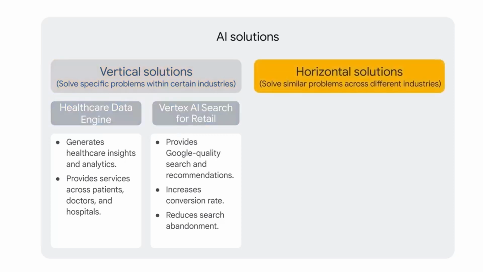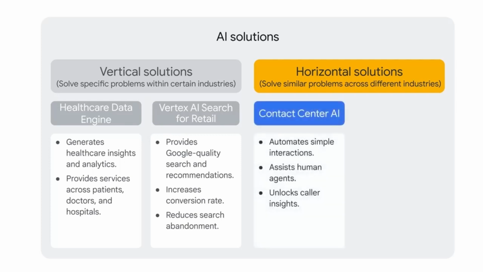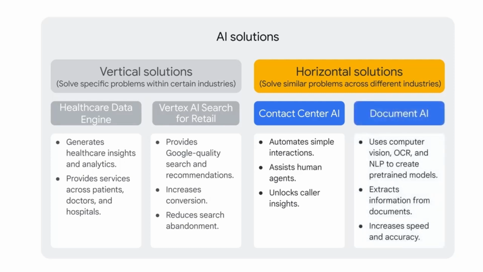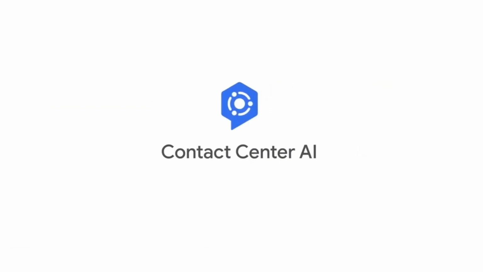Horizontal solutions, in contrast, usually refer to solutions that solve similar problems across different industries. For instance, Contact Center AI, or CCAI, aims to improve customer service in contact centers through the use of artificial intelligence. It can help automate simple interactions, assist human agents, and unlock caller insights. Document AI uses computer vision, optical character recognition, and natural language processing to create pre-trained models that can extract information from documents. This increases the speed and accuracy of document processing, which can help organizations make better decisions faster and reduce costs. Let's dive into CCAI, explore its main features, and learn how generative AI supercharges them.